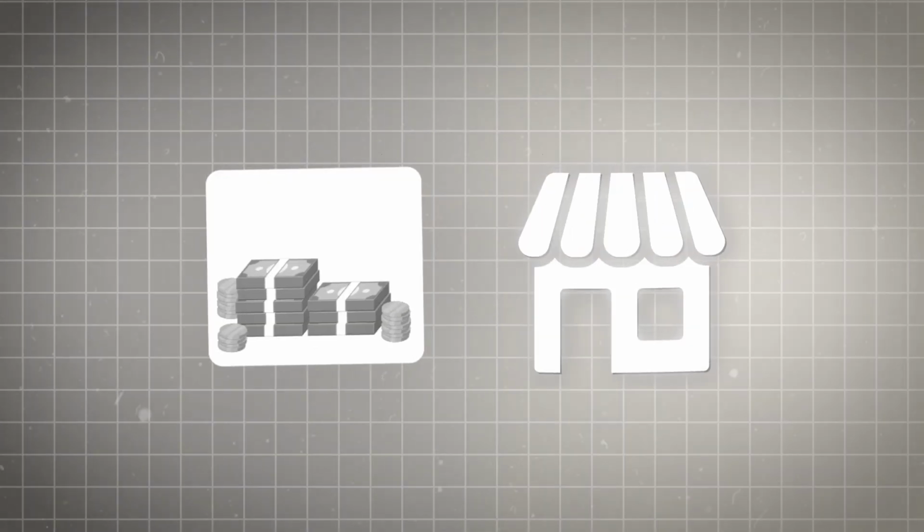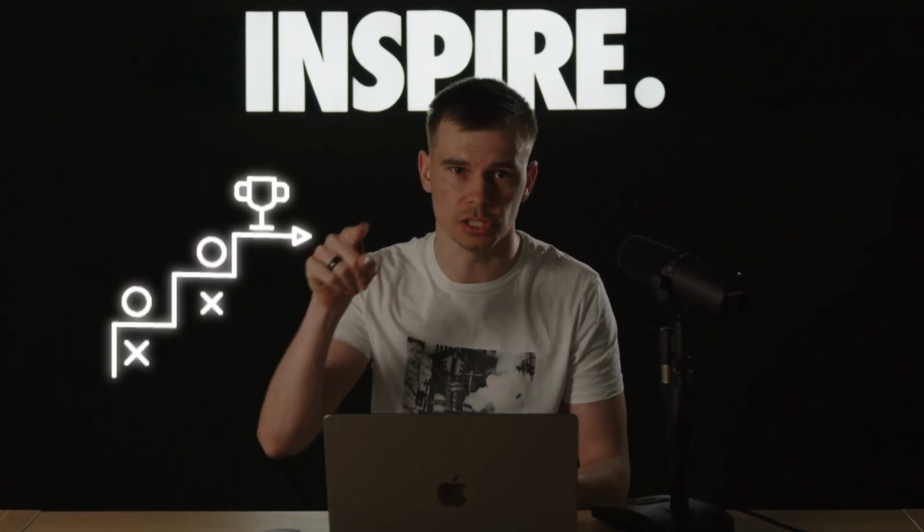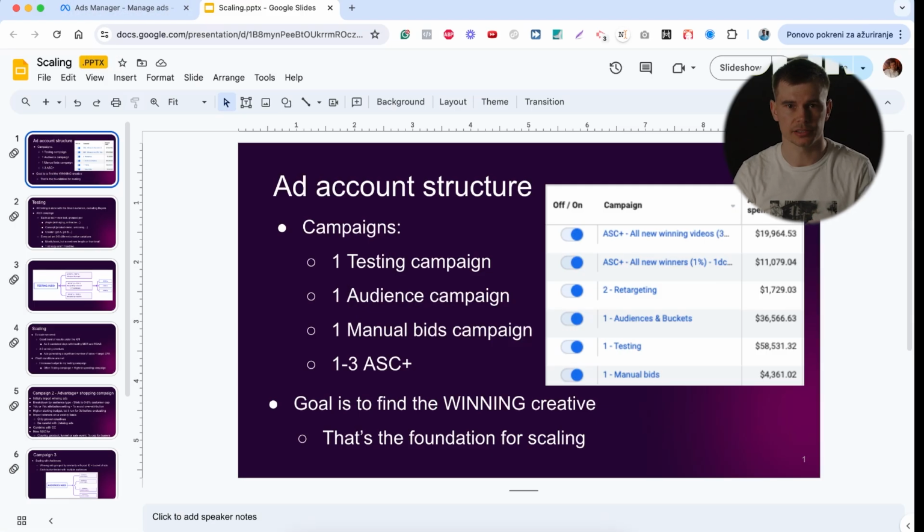This structure worked wonders for multiple 8- and 9-figure stores like Duty or Vessi. Here's the step-by-step instructions you need to follow. In terms of the campaigns, I have one testing campaign, one audience campaign, one manual bid campaign, and 1 to 3 Advantage Shopping Plus campaigns.